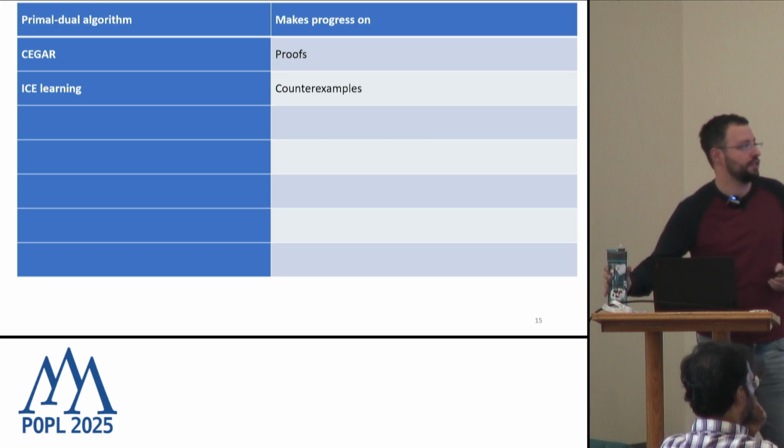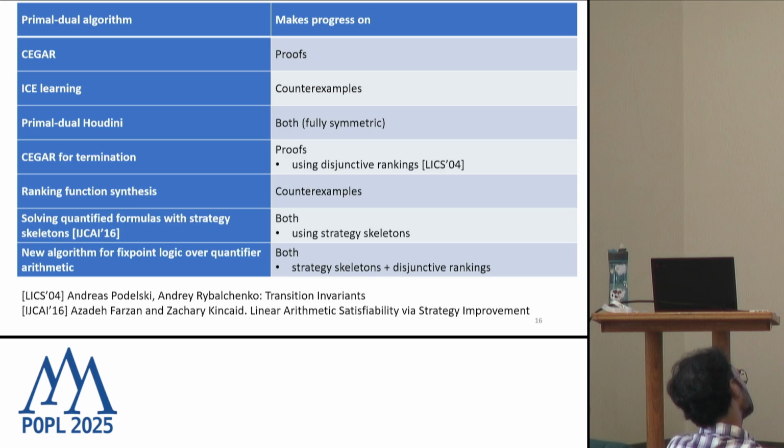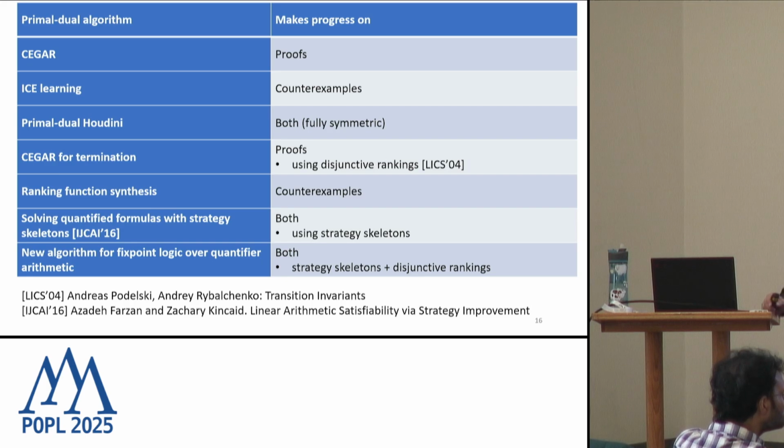So one interesting comparison that this lets us draw, it both shows the common structure of these algorithms, and it lets us ask what side they make progress on. And we see that CIGAR makes progress by accumulating predicates on the side of proofs, and ice learning makes progress by accumulating counterexamples on the side of counterexamples. And I won't have time to go into the details of other examples, but in the paper, we have several more interesting examples of algorithms which we are able to derive from this Lagrangian-based framework.